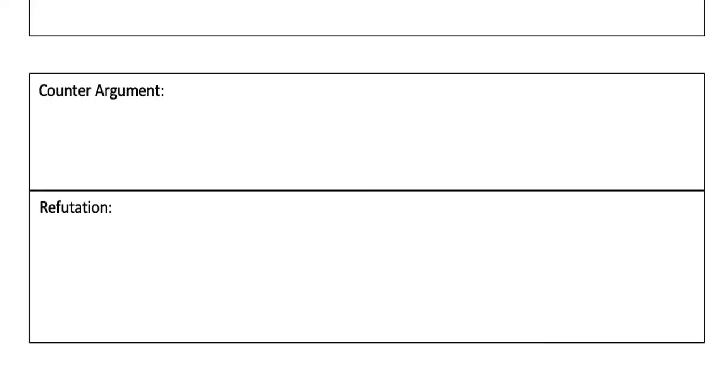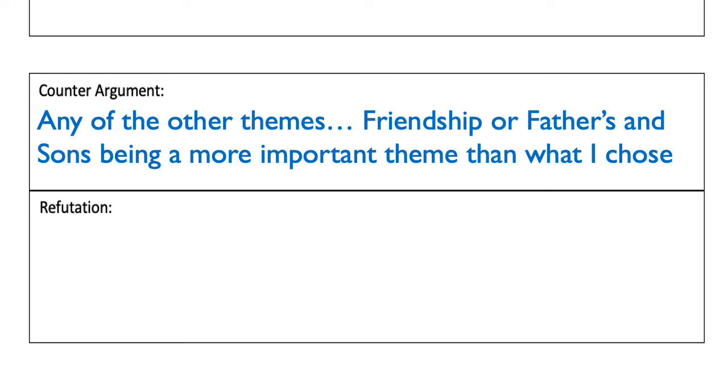The next part of that particular worksheet is talking about the counterargument and the refutation. Now, the counterargument for my particular theme that I've chosen, small groups in mainstream society, is going to be any of the other themes. So my counterargument could be that friendship is actually stronger than the theme that I've chosen, small groups in mainstream society. Or I could say that fathers and sons is a different theme, and it could be stronger than the theme that I've chosen, small groups in mainstream society.